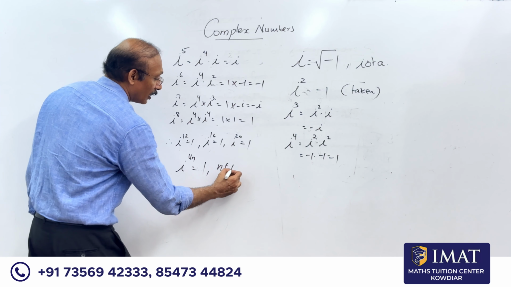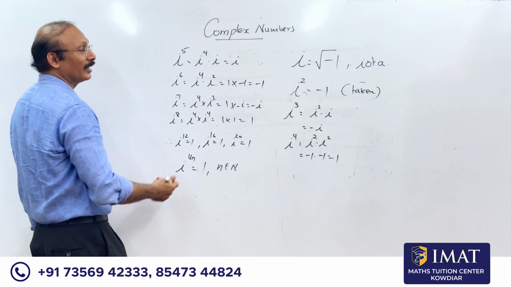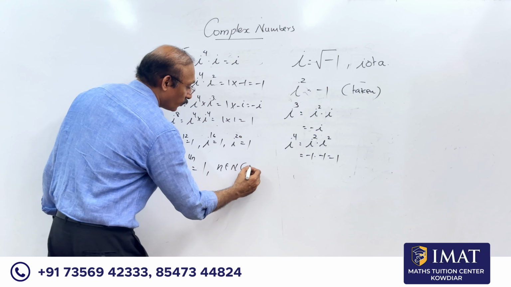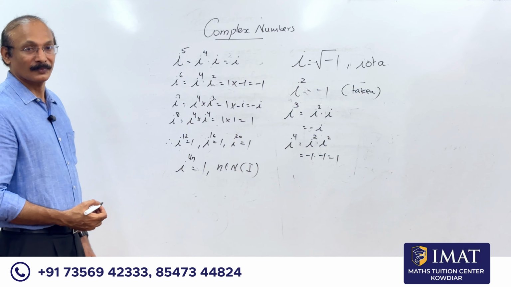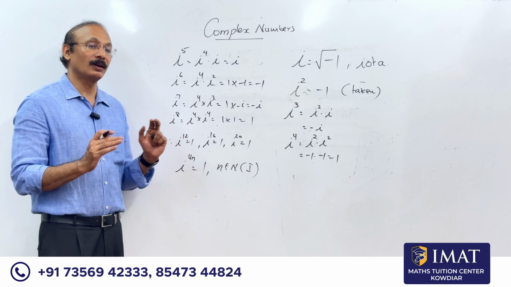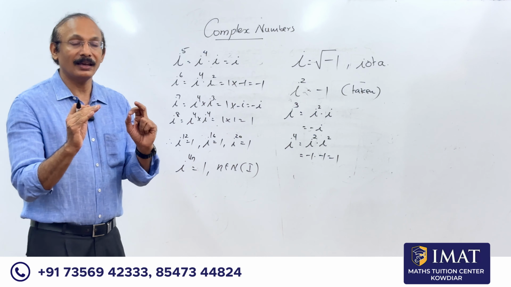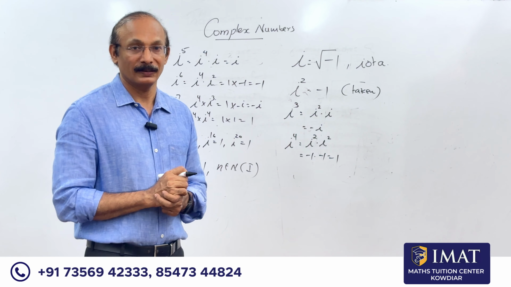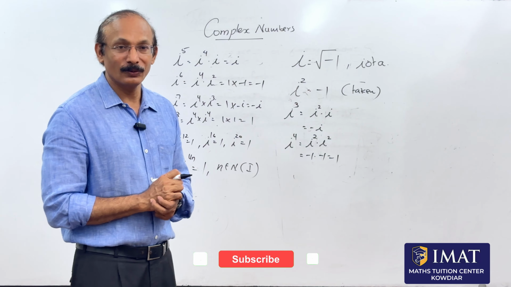What is n? n is a natural number. We have taken only natural numbers. Remember, it is true for integers also. We can prove that i^4n will always be 1 for any integral power of i. Hope this much is clear to you.